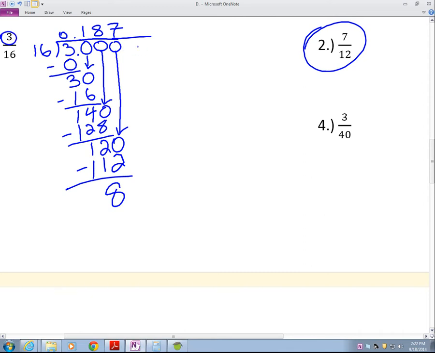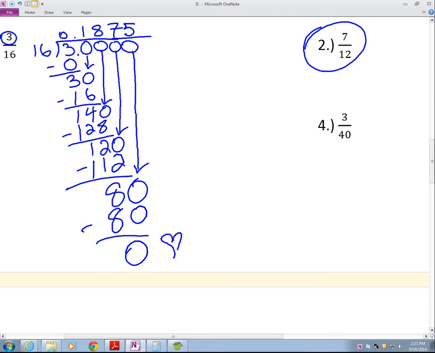16 does not go into 8, so I bring this down. Still getting a little worried. You know what? I'm telling you what, if this doesn't start to repeat itself, I am so done. I'm going to check it on a calculator. Oh, but it does! Yes, it does go into that one. Oh, I love seeing a 0 in here. I love it.